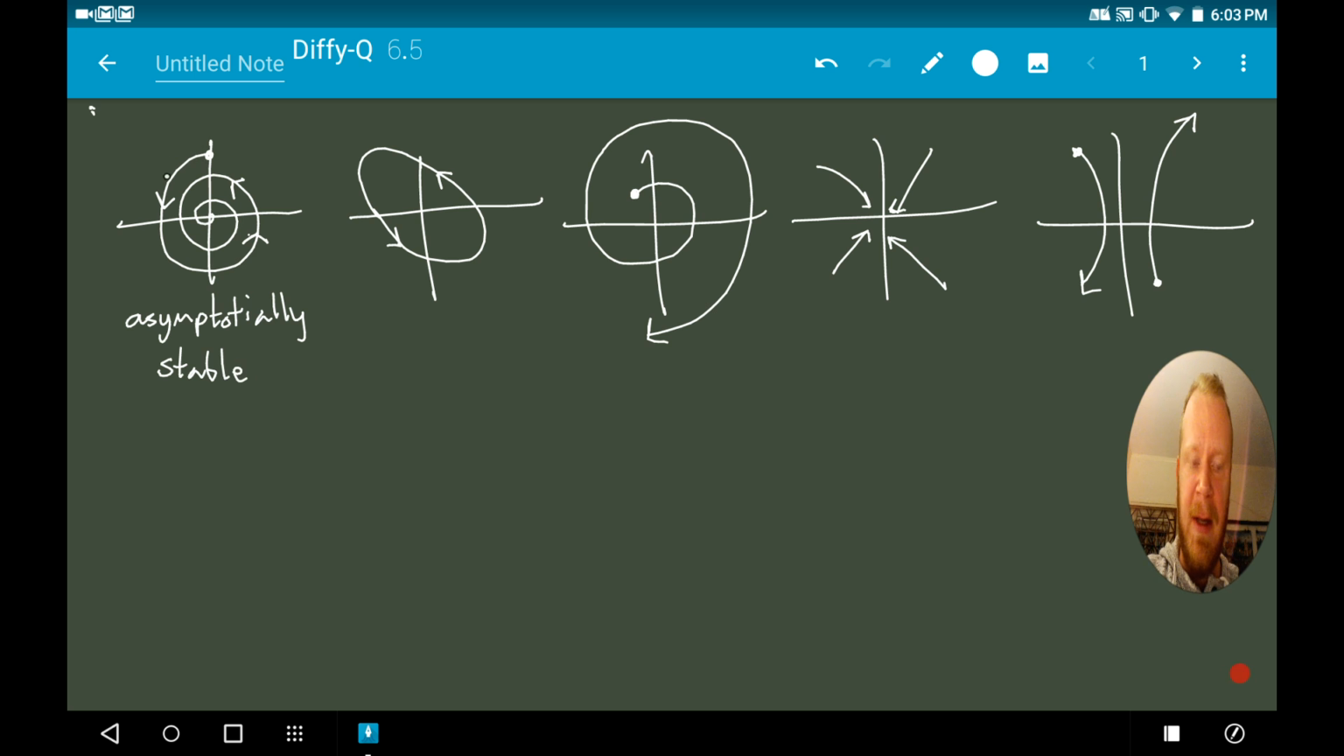What that meant was, as t goes to infinity, this asymptotically reaches that equilibrium point. So it eventually just settles down on that equilibrium point. This one is also stable, but it's not asymptotically stable because as t goes to infinity, it doesn't reach that equilibrium point in the middle. For all these diagrams, we're assuming the equilibrium point is 0, 0 in the middle. But for this one, it's just stable.